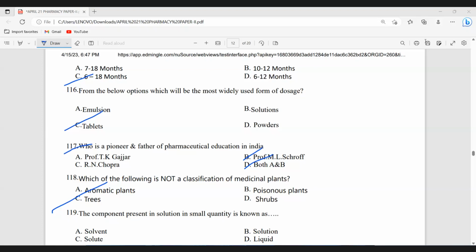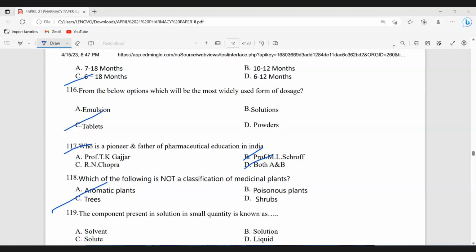Belladonna and foxglove. Poisonous plants contain toxic substances and they will be harmful if they are ingested. Examples are belladonna and foxglove. Even this is a classification of medicinal plants. But coming on to trees, these are not classified in the medicinal plants.